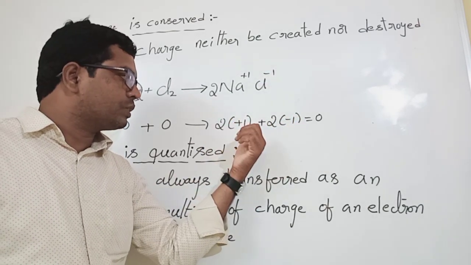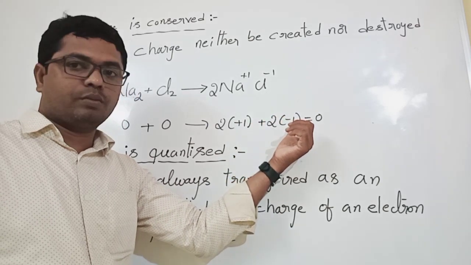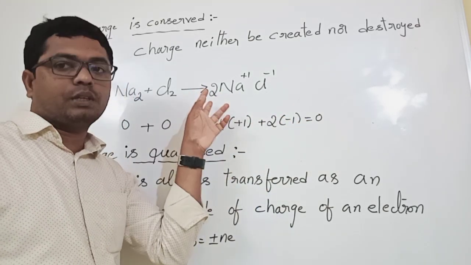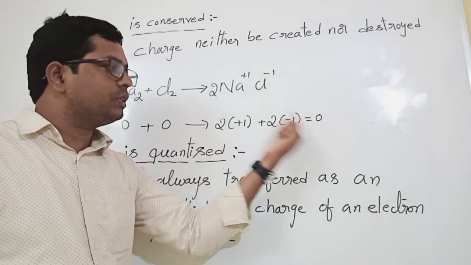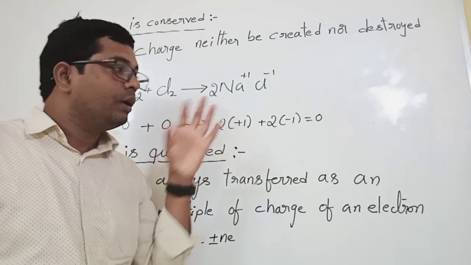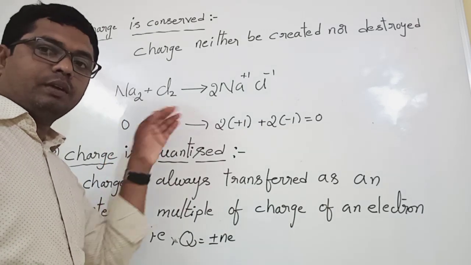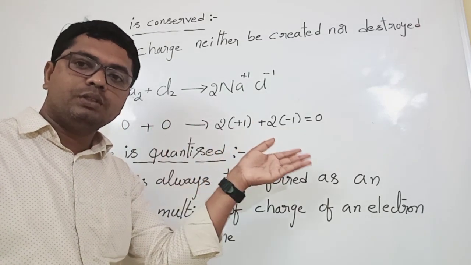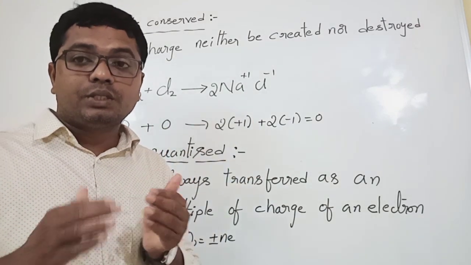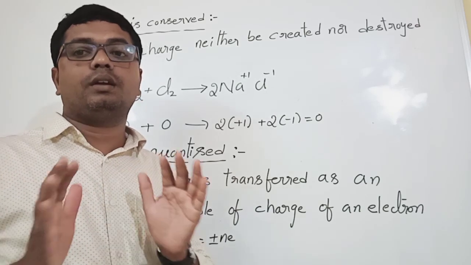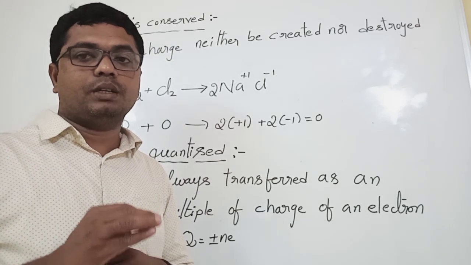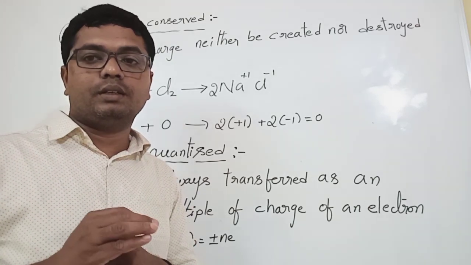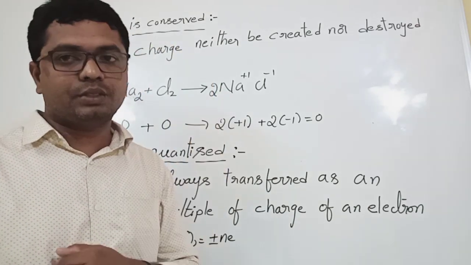For 2 molecules, it is 2 into plus 1 and 2 into minus 1, because 2 molecules are there. The total is equal to 0. It means the charge before the chemical reaction is 0, and after the reaction the charge is also 0. That means charge can neither be created nor destroyed. That is the law of conservation of charge.